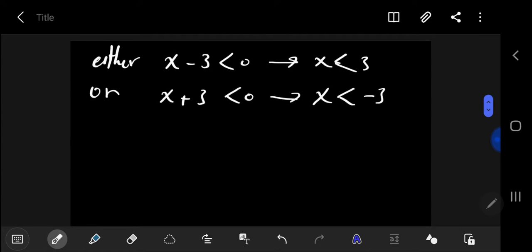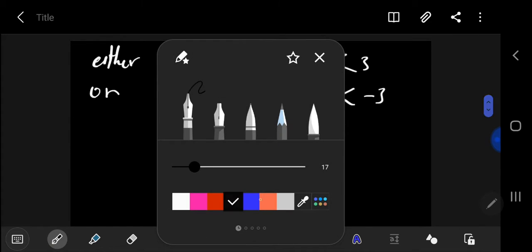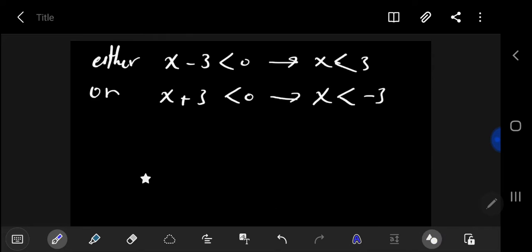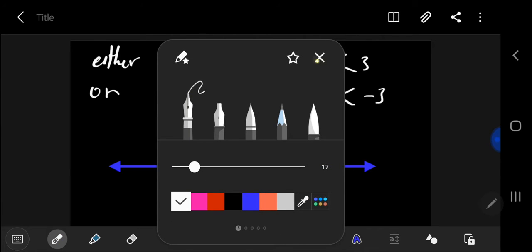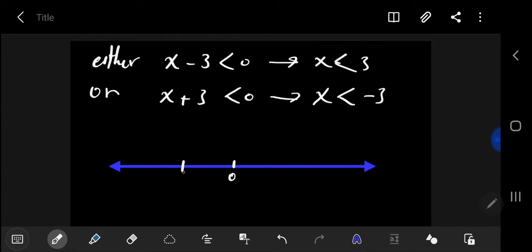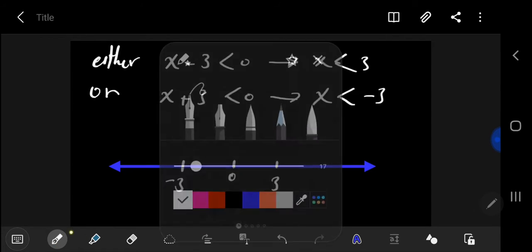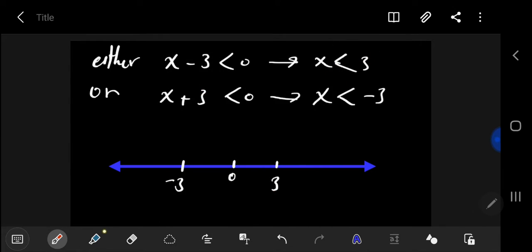Also I will take a line in another color and put 0 and minus 3. The first, x smaller than 3, goes to negative x. The second one, x smaller than minus 3, is going to be like this.